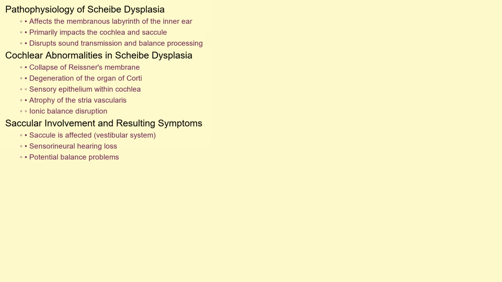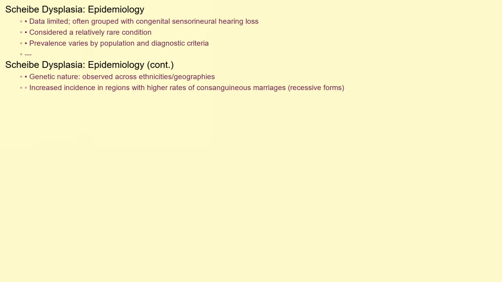Data on the precise epidemiology of Scheibe dysplasia is limited, as it is often grouped under the broader umbrella of congenital sensorineural hearing loss. It is considered a relatively rare condition. Its prevalence varies depending on the population studied and the diagnostic criteria used. Due to the genetic nature of the disease, it's observed across different ethnicities and geographical locations. However, regions with higher rates of consanguineous marriages may see a slightly increased incidence of recessive forms of the condition.